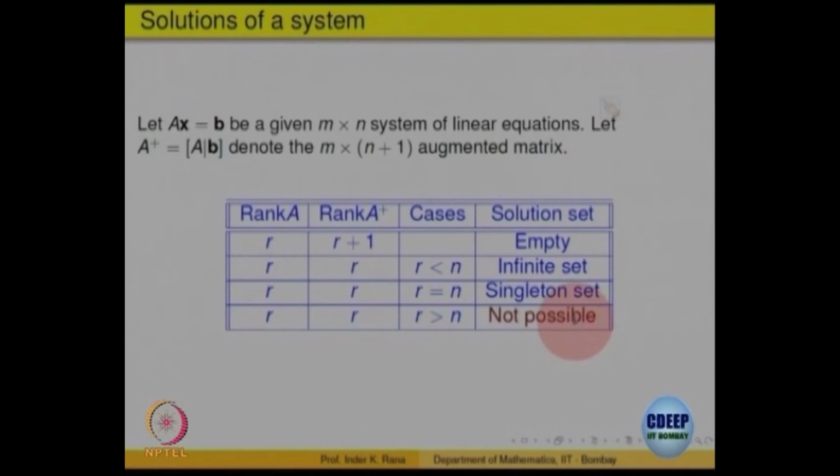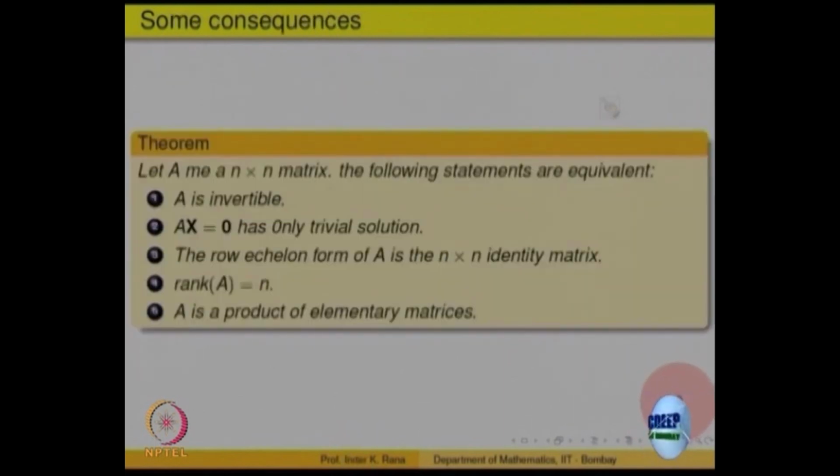So, this possibility does not arise. So, these are the only three possibilities which can arise. And as a consequence of this, here is some simple application which we have already discussed. A square matrix n cross n is invertible if and only if Ax is equal to 0 has only trivial solution, right. There should not be any non trivial solution for this. Is it clear? Because Ax is equal to 0, 0 is always a solution, right.